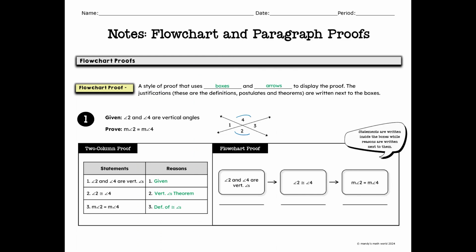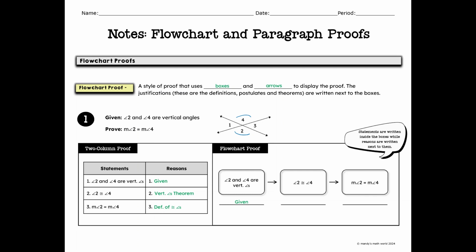So now we're going to take this two-column proof and put it in this other style of flowchart proof. The first thing you can see right there written in the box is that angle 2 and angle 4 are vertical angles. So there's your statement. It's written inside your box. And your reason or justification is going to go next to it, underneath it. That's what we were given.